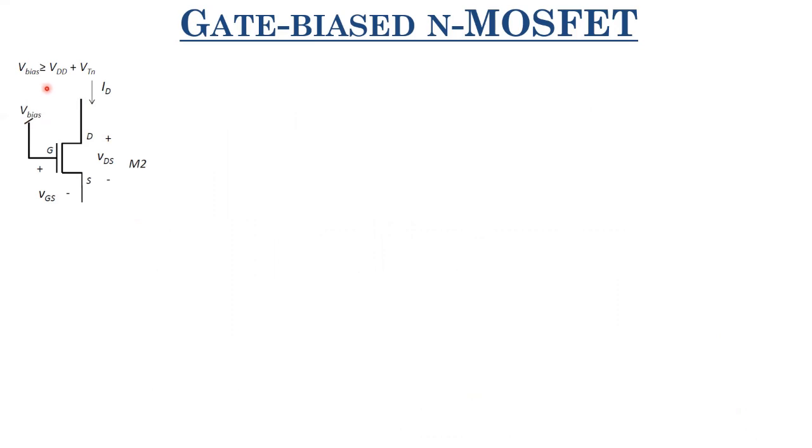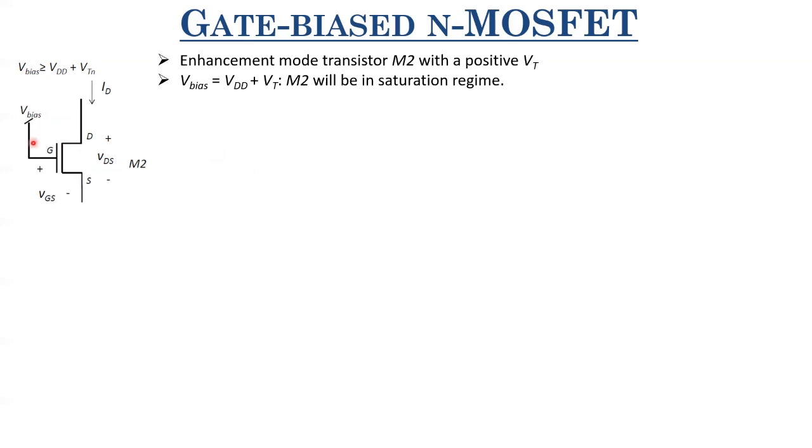We bias it to voltages greater than VDD plus VT. So here also we use an enhancement mode MOSFET with a positive threshold voltage. However, we use a bias which is always greater than VDD plus VT. So if your bias is VDD plus VT, then what happens? Your effective VGS minus VT is VDD, which is the same as the drain voltage. So this is in saturation.